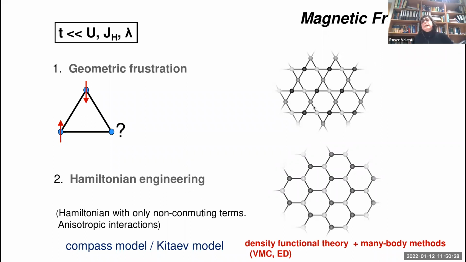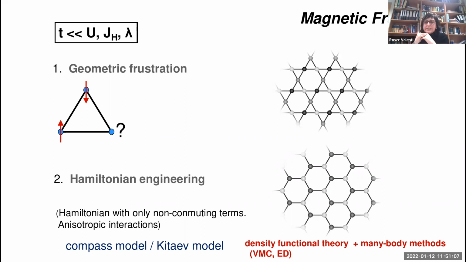So this is one type of system that is very much studied because of the manifestation of this geometric frustration. But there is another way of creating magnetic frustration in the system, and this is by doing Hamiltonian engineering. What do we mean by that? By writing up spin Hamiltonians that consist only of non-commuting terms. Because they consist of non-commuting terms, we are going to have strong magnetic frustration.